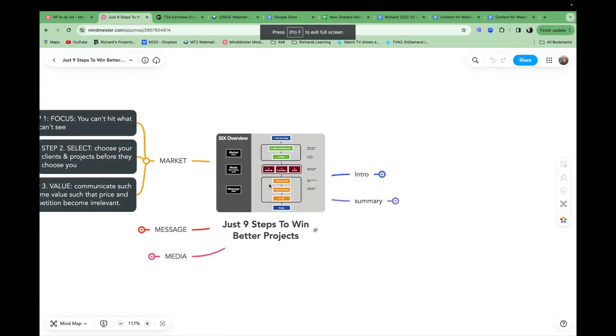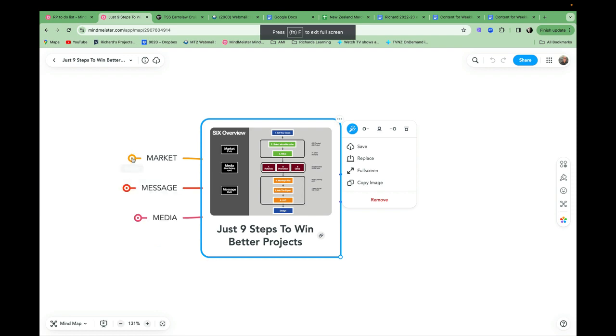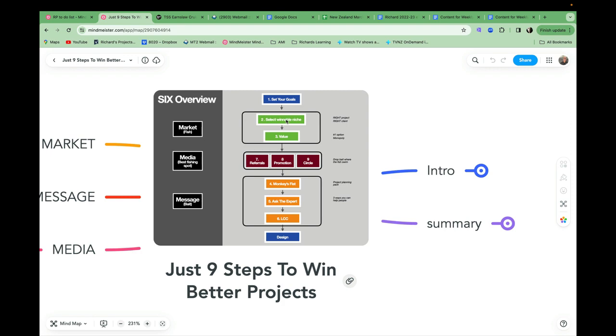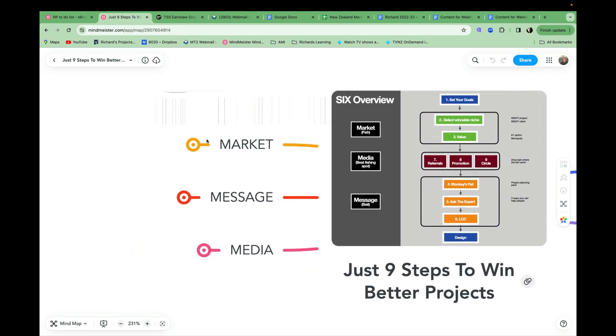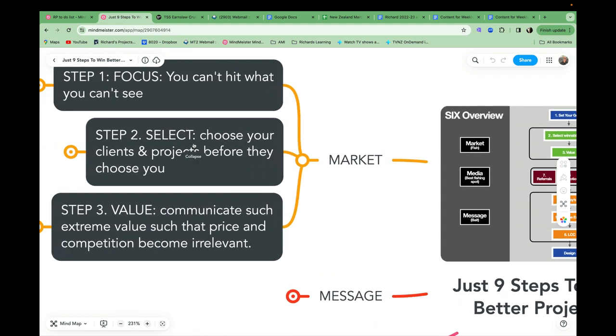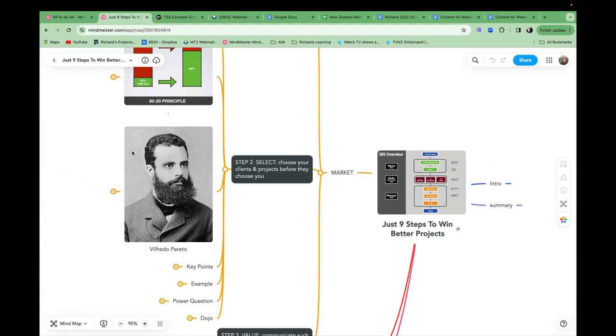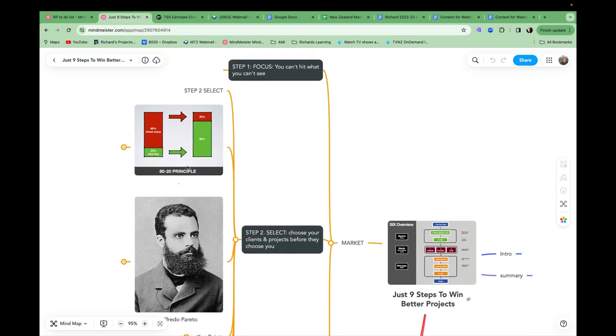in the sixth program, we have 9 steps. Step number 2 is select a winnable niche. Okay, so over here, select, choose the clients before they choose you. And everything we do is based on this Wilfredo Pareto principle. You can see this here, the 80-20. 20% of the inputs create 80% of the results. It's everywhere, including clients in architecture, including clients for physiotherapists.